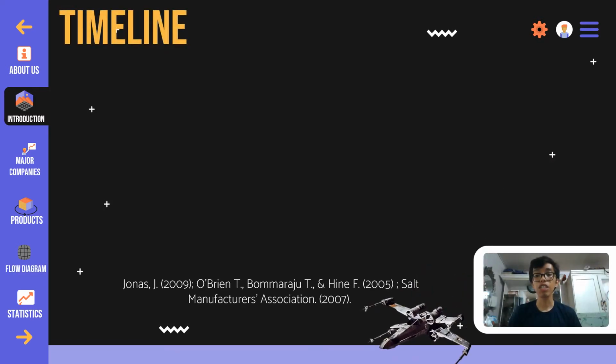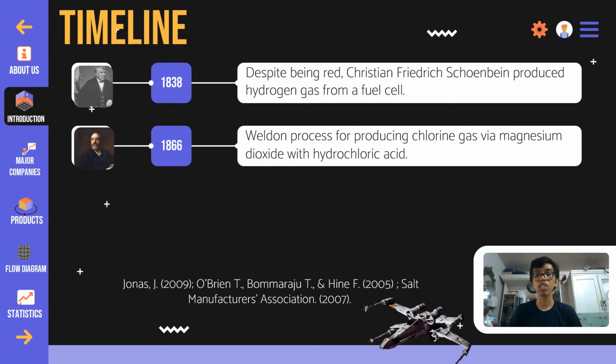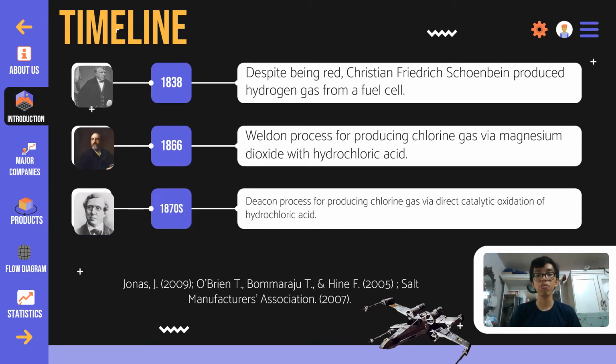Prior to these modern methods of producing hydrogen gas, chlorine gas, and sodium hydroxide solution, many historical undertakings were made to produce these components. In 1838, Christian Friedrich Schoenbein first produced hydrogen gas from a fuel cell, which is the starting point for the industrial production of hydrogen. In 1866, the Weldon process for producing chlorine gas via manganese dioxide and hydrochloric acid was first utilized, and during the 1870s, the Deacon process for producing chlorine gas via the direct catalytic oxidation of hydrochloric acid with air was first used.